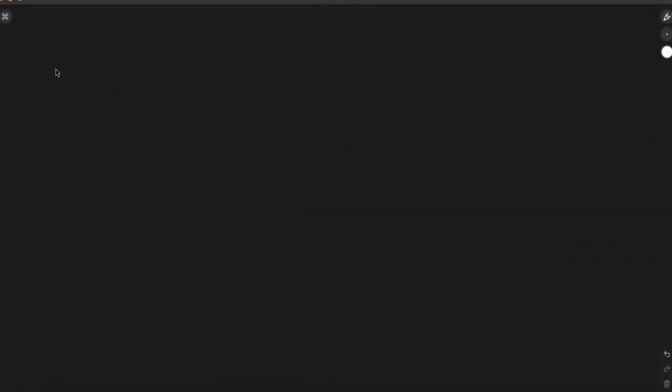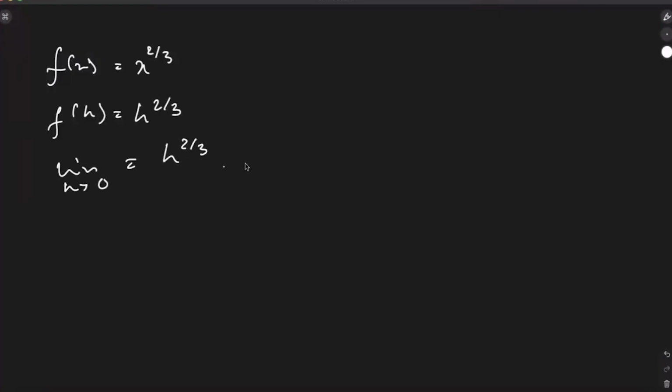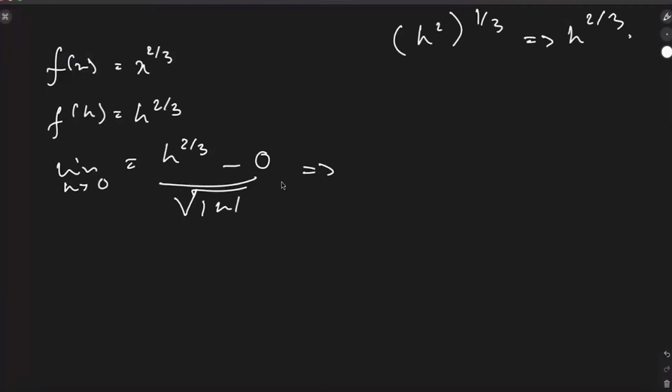So the first function was f(x) equals x raised to the power of 2 by 3 only. Now f(h) can be written as this, and the limit h tends to 0 of (h^(2/3) minus 0) upon the root of mod of h. This was given to me. Now if something is written like h^2 to the power 1 by 3, what can we do? You can write it as h^(2/3). And now I have a mod inside and there's an under root sign over as well, so I'll just write it like this, like mod will come out.